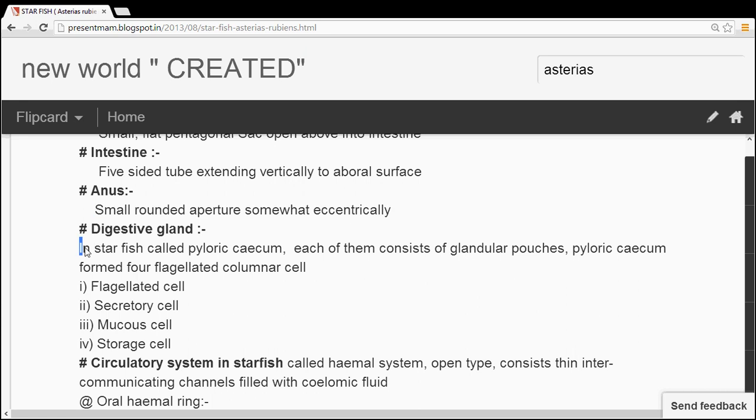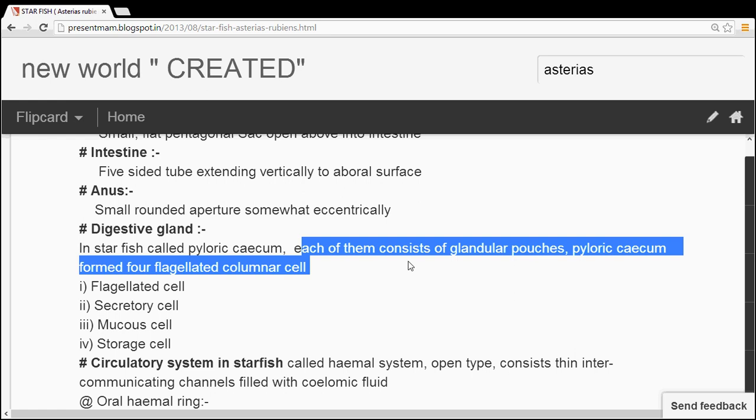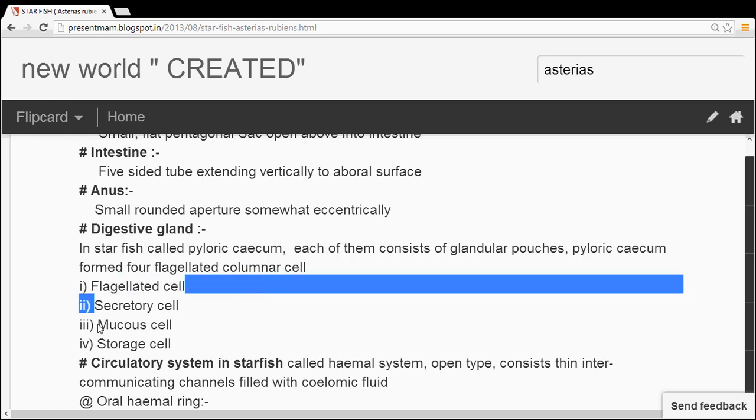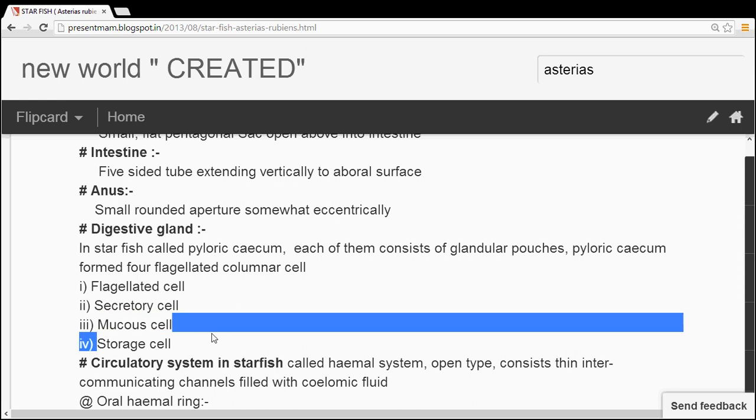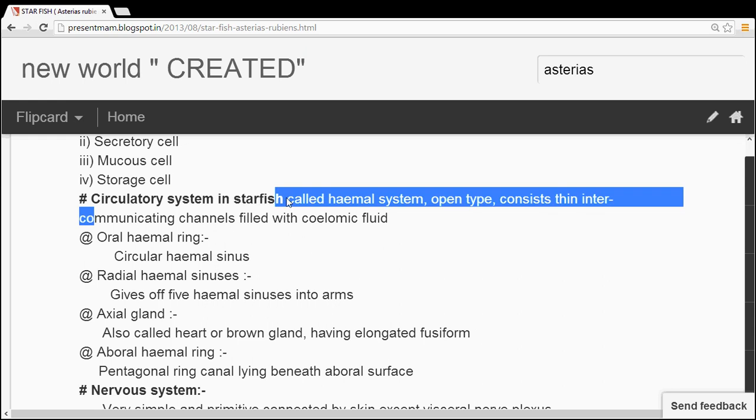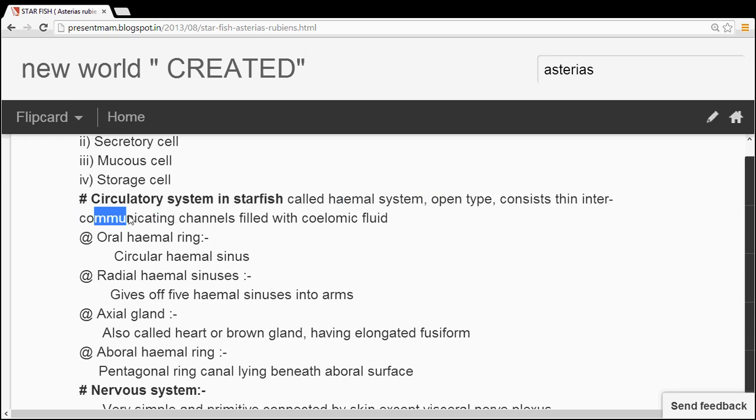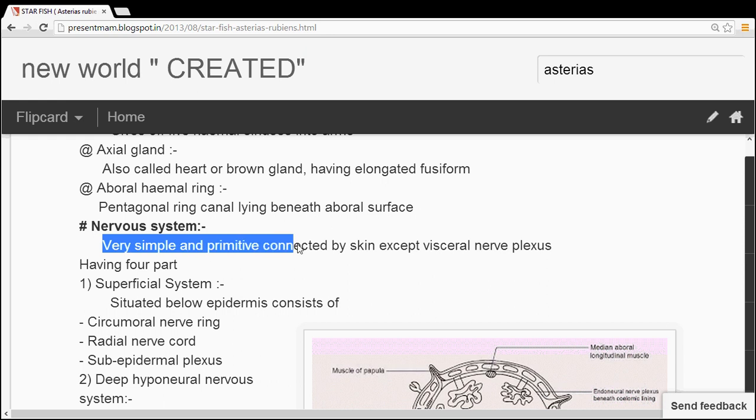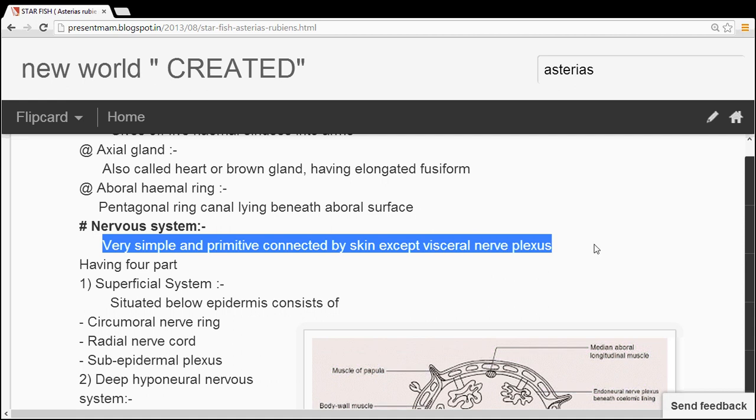Their digestive gland is called the pyloric caecum. Each consists of granular pouches. The pyloric caeca are formed of four types of columnar cells: flagellated cells, secretory cells, mucus cells and storage cells. Now their circulatory system is of the hemal type in starfish, which is a communicating channel filled with fluid. Their nervous system is very simple and primitive, connected by skin except for the visceral nerve plexus.